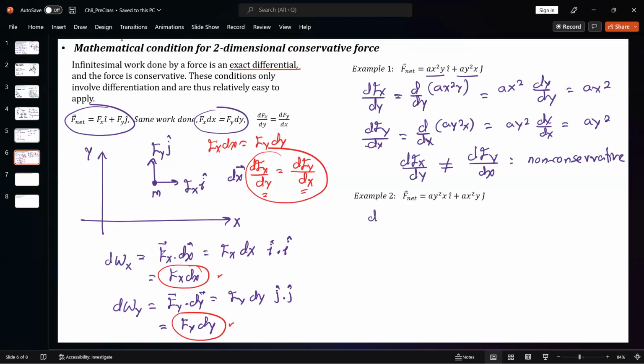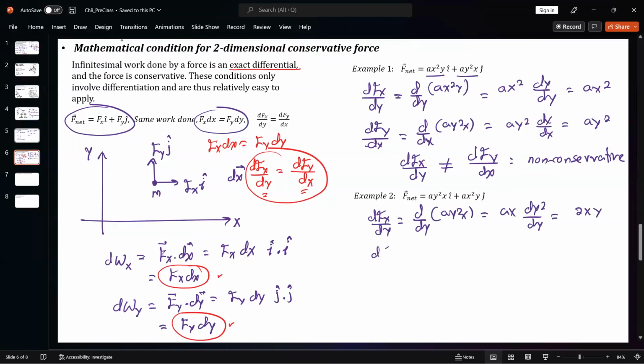This is going to be then d of x component over dy. So x component over dy. So let's do that. D over dy, parentheses, ay square x. Then the ax comes out, dy square over dy. This is going to be 2x, 2xy, right? So that's it.